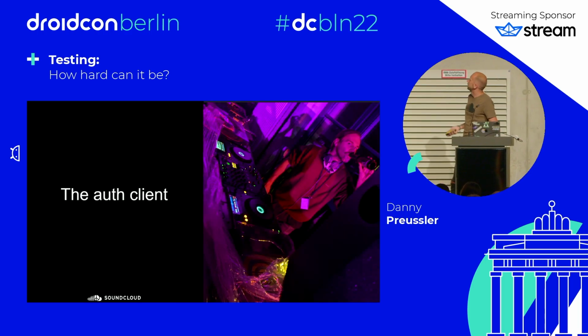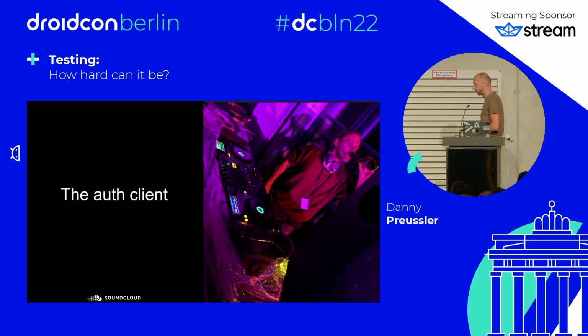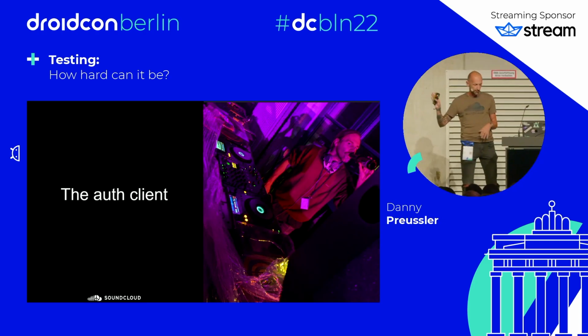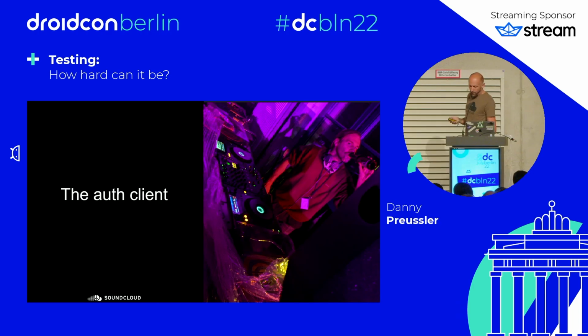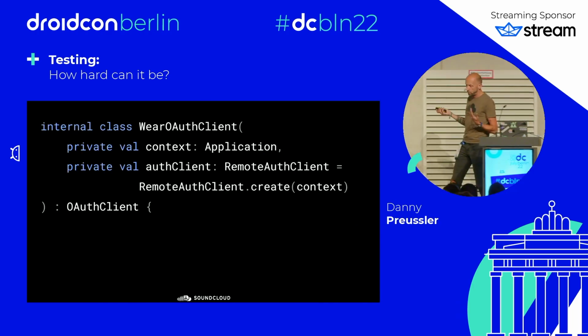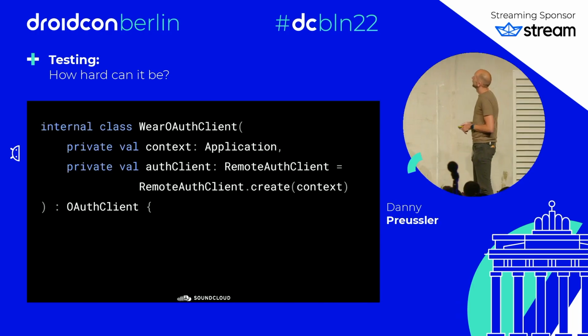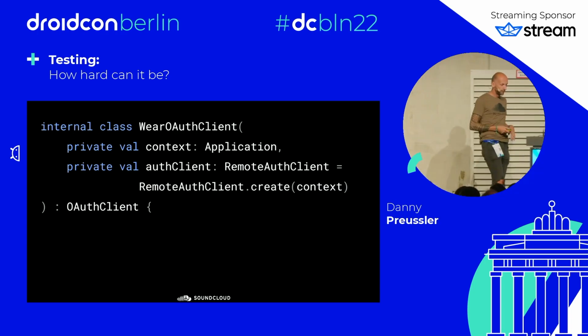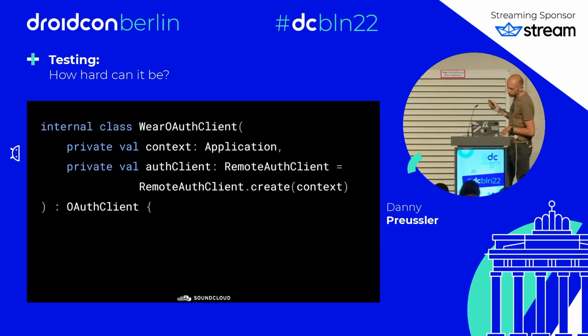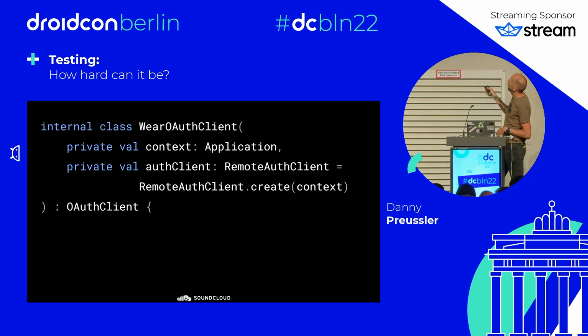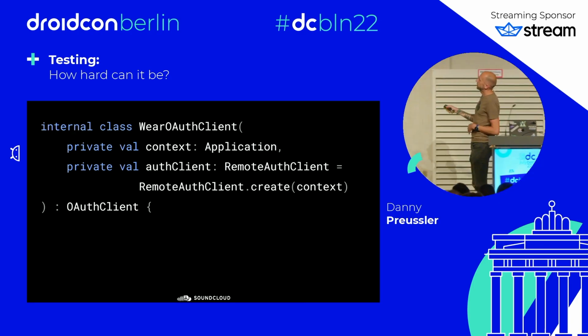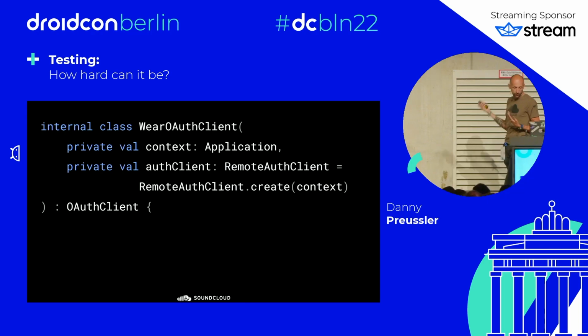So let's keep going. Remember this auth client? This is the thing that opens on your phone. Let's look into this. And this is where we have to call some Android APIs now. Some Wear OS Android APIs. So I create this thing called a Wear Auth client. I need some application context, and I need this thing called remote auth client, which is an API by Wear OS that you create with the context. That's all it does. So OAuth client was something like my interface, so this is my implementation of this.